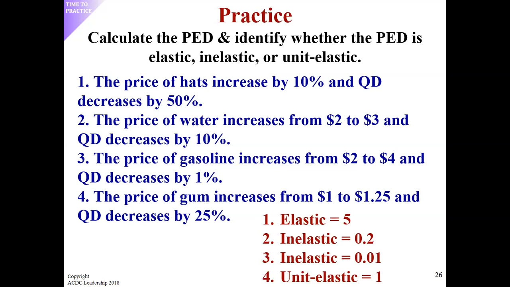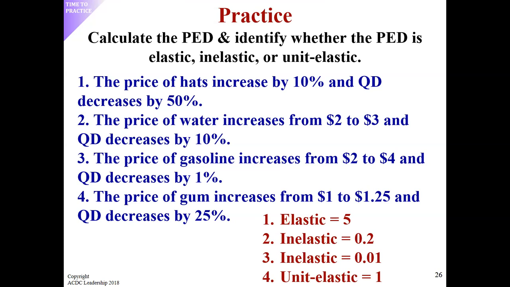Peter, could you walk us through number 2? Figure out the percent change in price: 3 minus 2 over 2, that's 1 over 2, which is 0.5. Where does that go, on top or bottom of the equation? My bottom is going to have 0.5. If I'm not good with fractions, I could just move this over 1, this over 1. So I get 1 over 5, and that gives you 0.2, which is inelastic.